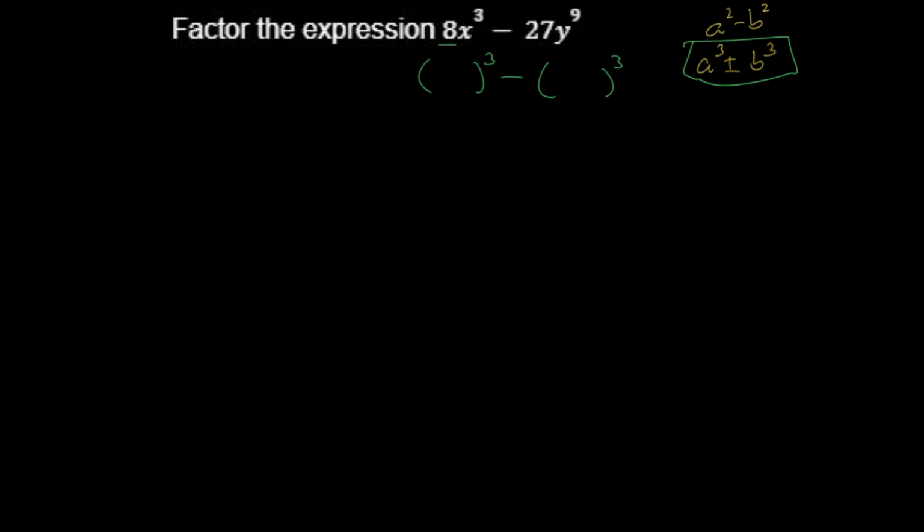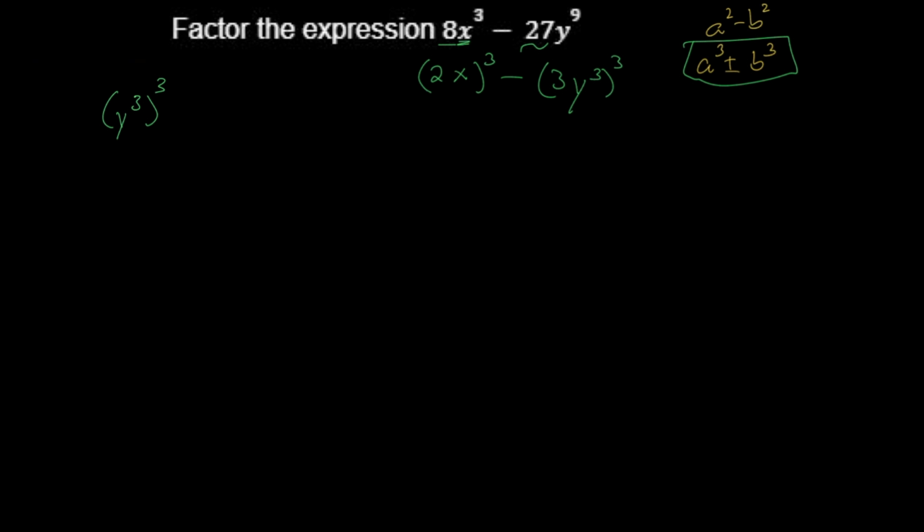So what to the third power gives me 8? Well, 2 to the third gives me 8. And for the variable, x to the third is just x to the third. In the second term, what to the third power gives me 27? Well, 3 does. And then for the variable, y to what power raised to the third will give me y to the ninth? Well, remember, power to power means we will multiply the exponents, so I know that that missing exponent would have to be 3.